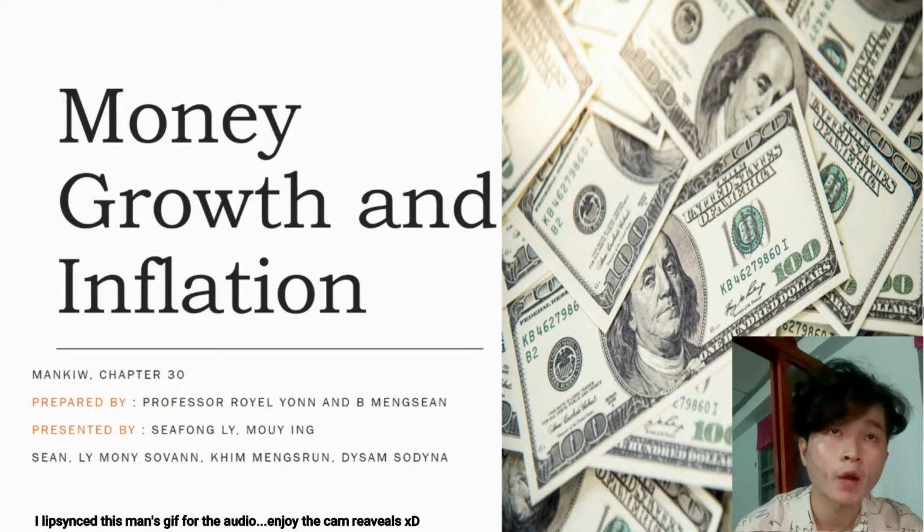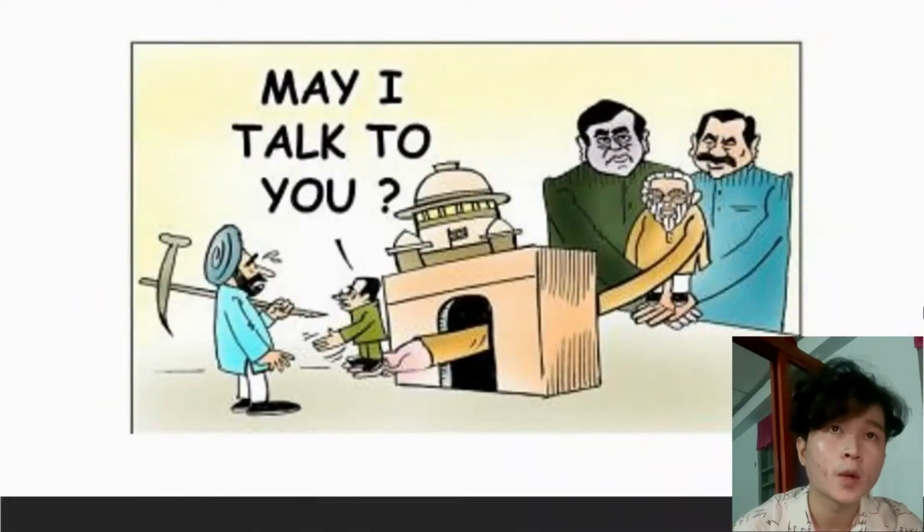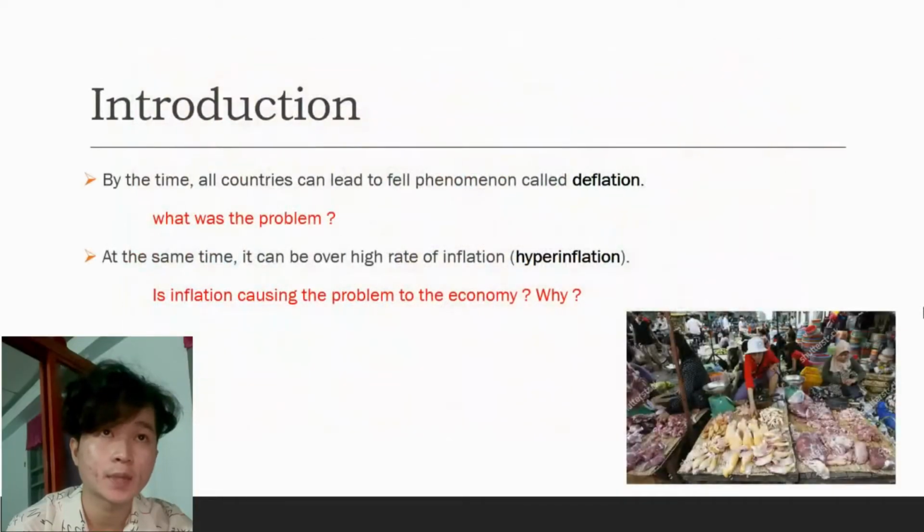We are going to present Chapter 30, Money Growth and Inflation, which is prepared by Professor Royal Yun and Bong Min. We are Team 1, and the presenters are myself, Mouy Ing Lee, Moni Sawan, Kim Mengsrun, and Sodyna.